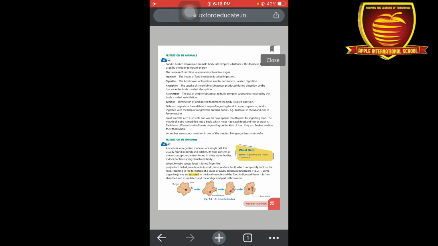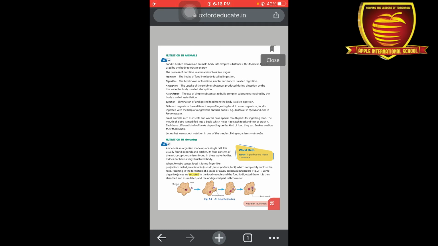Amoeba is a unicellular organism made up of a single cell. It is usually found in ponds and ditches. Its food consists of the microscopic organisms found in these water bodies. Here you can learn that unicellular organisms are only seen with the help of a microscope because they are very small.